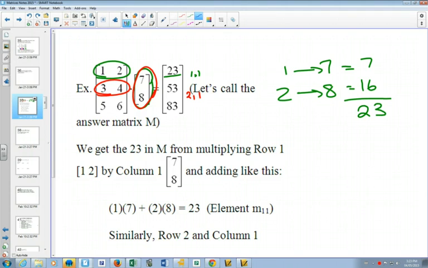And finally, row 3, column 1. If I took my third row and multiplied it by my first column, the 5 would hit the 7, the 6 would hit the 8, and 35 plus 48 is 83. And that's how matrix multiplication works. Now, it can get very big or very small depending on the matrices that you're working with.